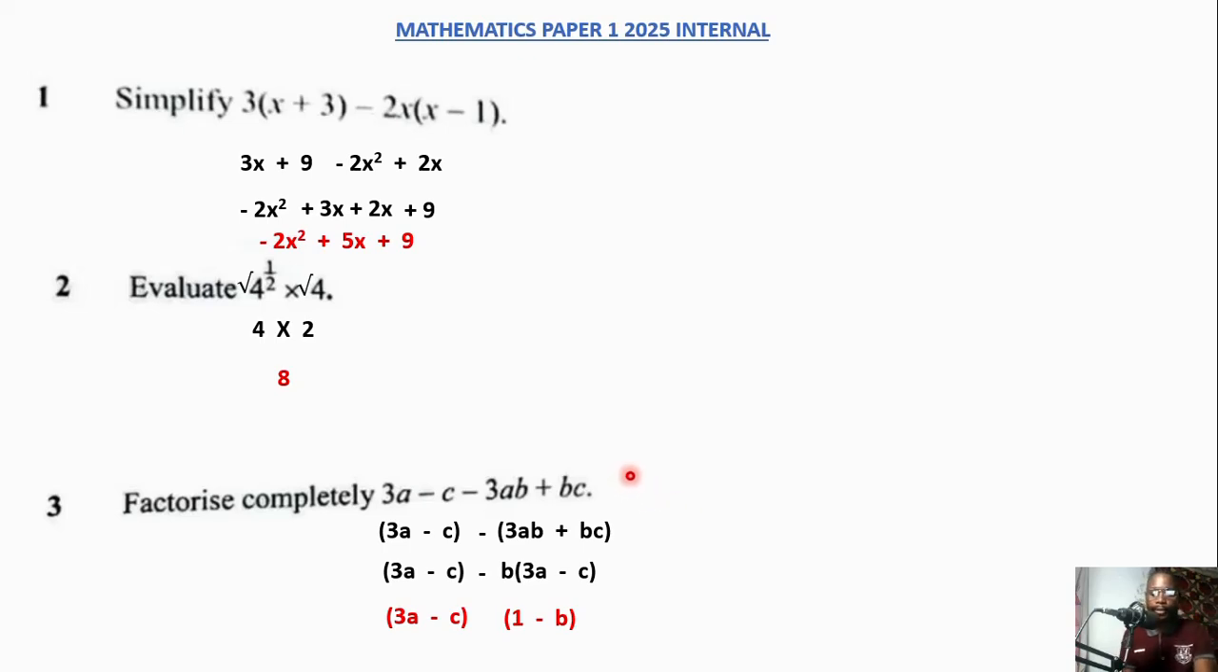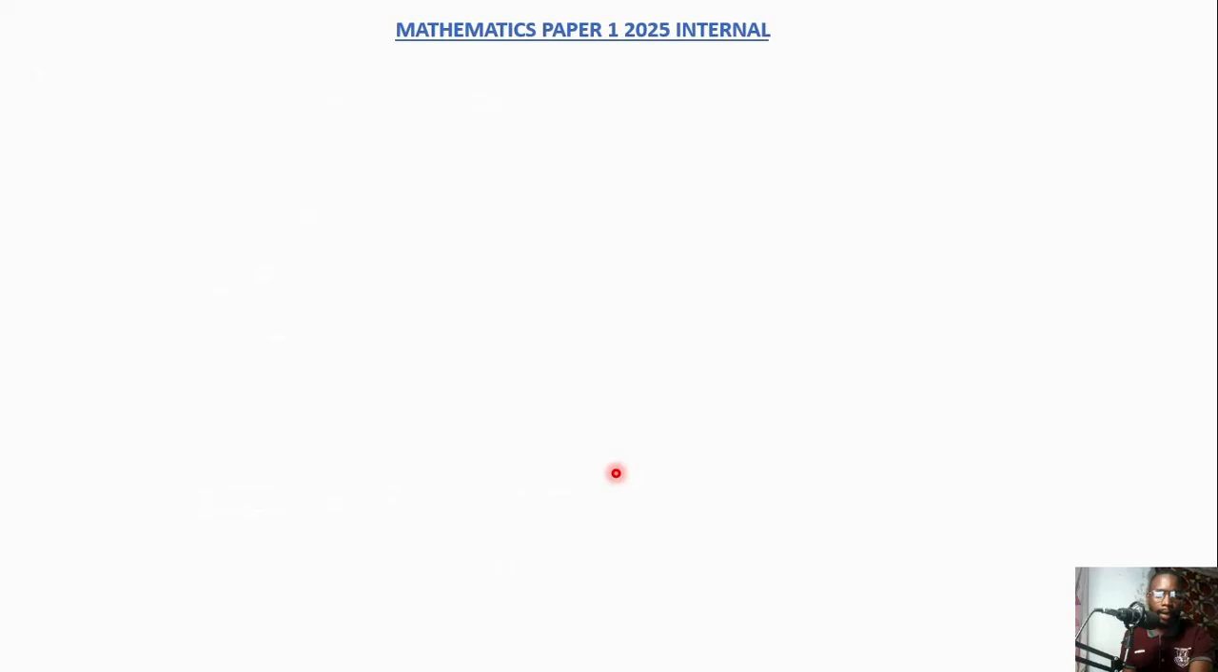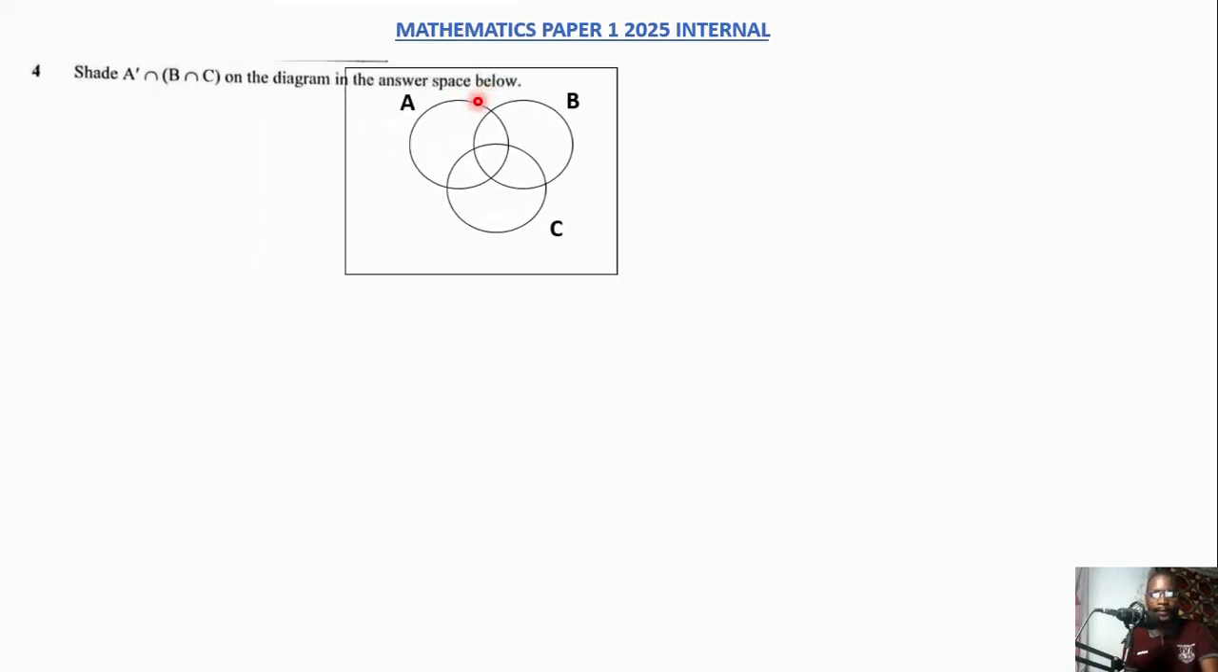Don't even waste your time. Okay, let's go to the next question and see how I was supposed to answer it also. Alright, so let's look at this question. They're saying shade A complement intersection, open brackets, B intersection C, close brackets, on the diagram in the space below. Okay, let's have this diagram first of all.